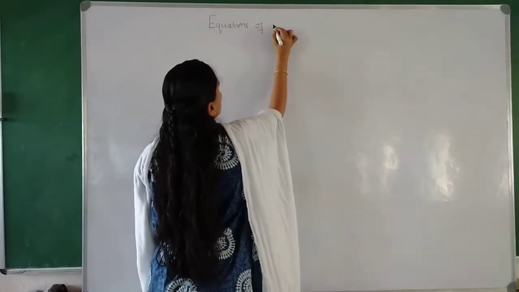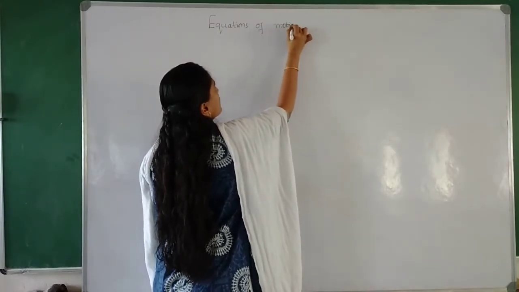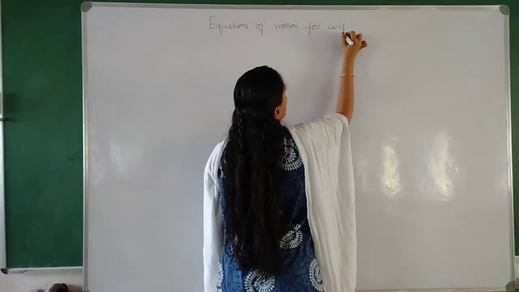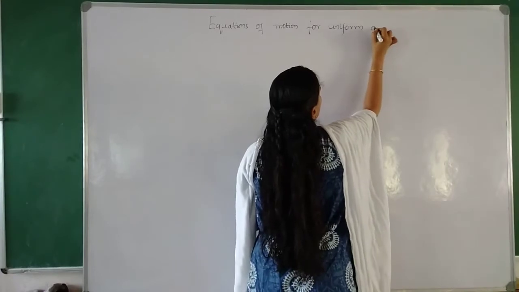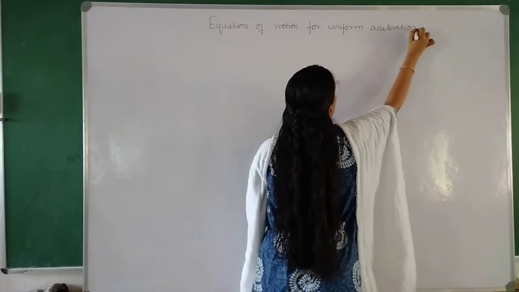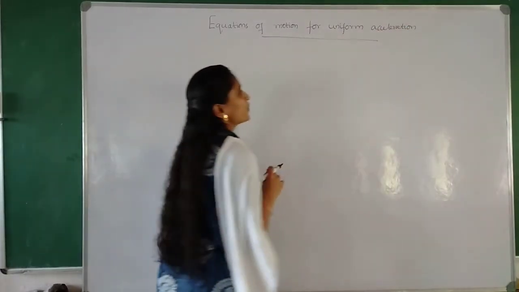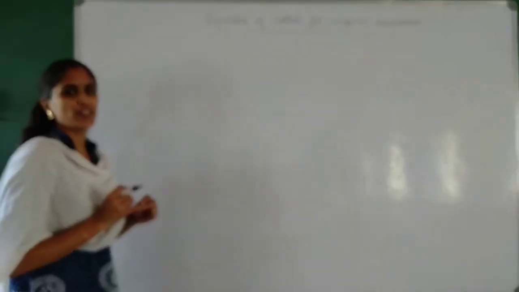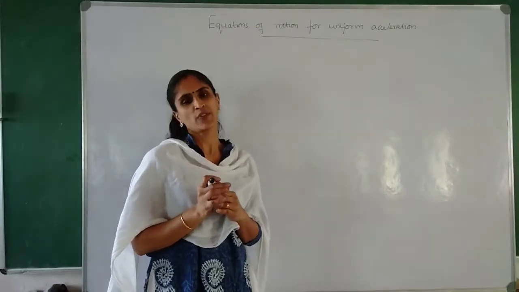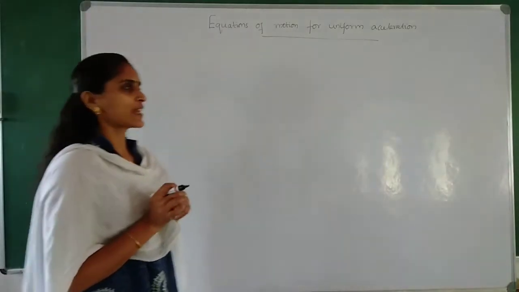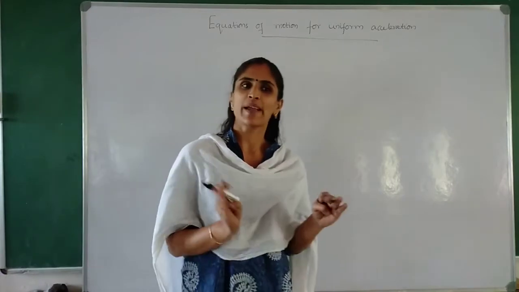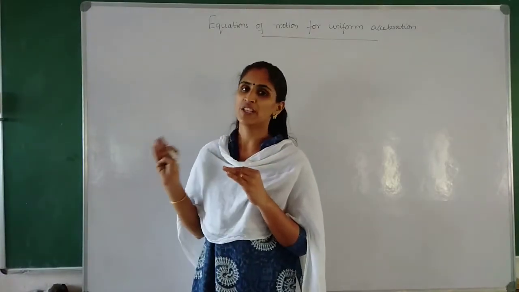Equations of motion for uniform acceleration from velocity time graph. Okay, so we are getting those equations from the velocity time graph. So we'll start with the velocity time graph of an object moving with uniform acceleration with non-zero initial velocity.